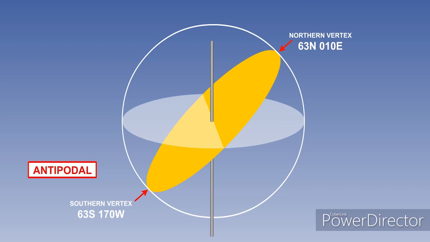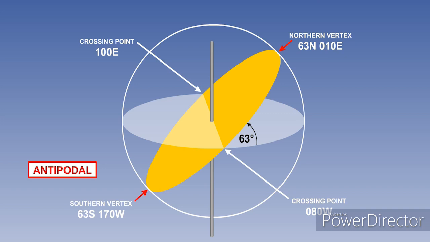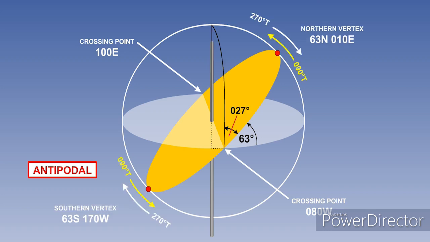Vertices have some interesting properties. The great circle will cross the equator at the 2 points whose longitude is 90 degrees from either vertex, in this case 100 east and 80 west. The great circle will cross the equator at an angle equal to the latitude of its vertex. In this case, the angle is 63 degrees. The direction of the great circle can be determined from this crossing angle. At either vertex of the great circle, the track direction is either 090 or 270 degrees.